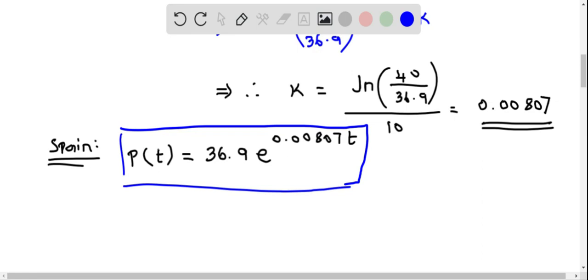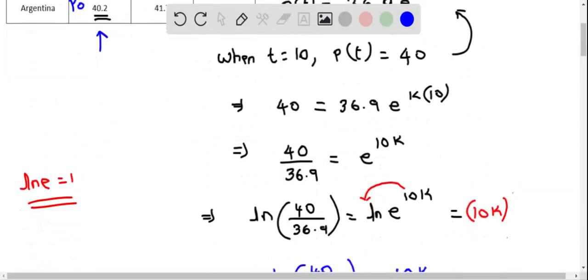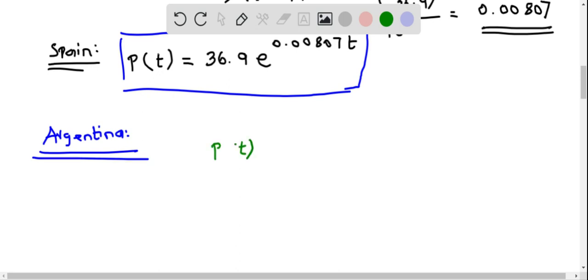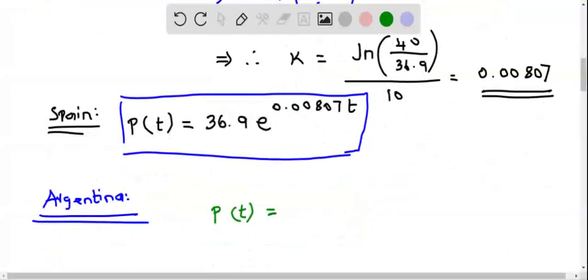Now let's determine the population model for the country Argentina. We know that P naught equals 40.2. So I'm going to write down the model for the country Argentina. You can write the population model as P of t equals P naught, which is 40.2, e raised to the power of kt.